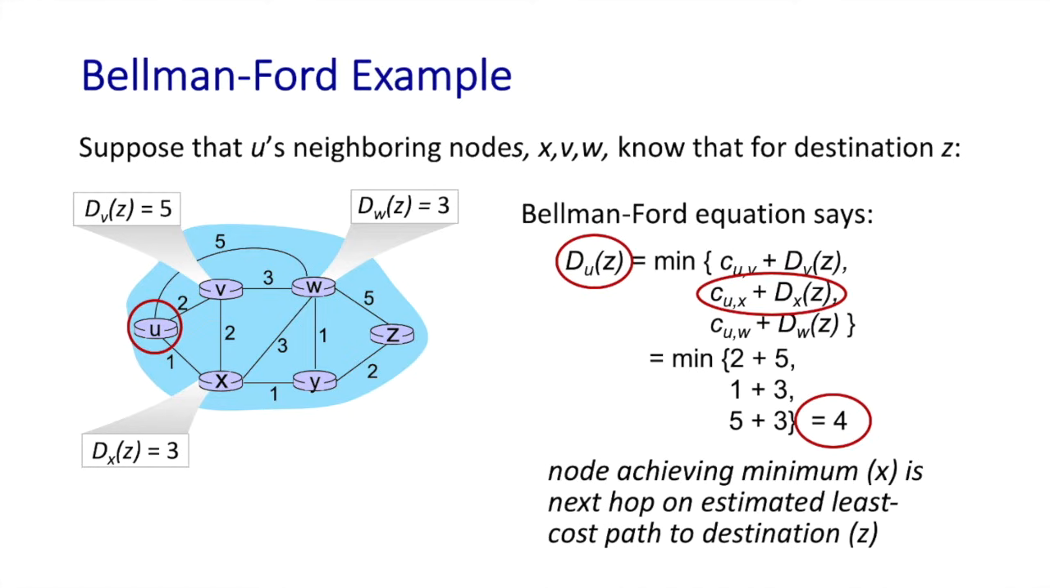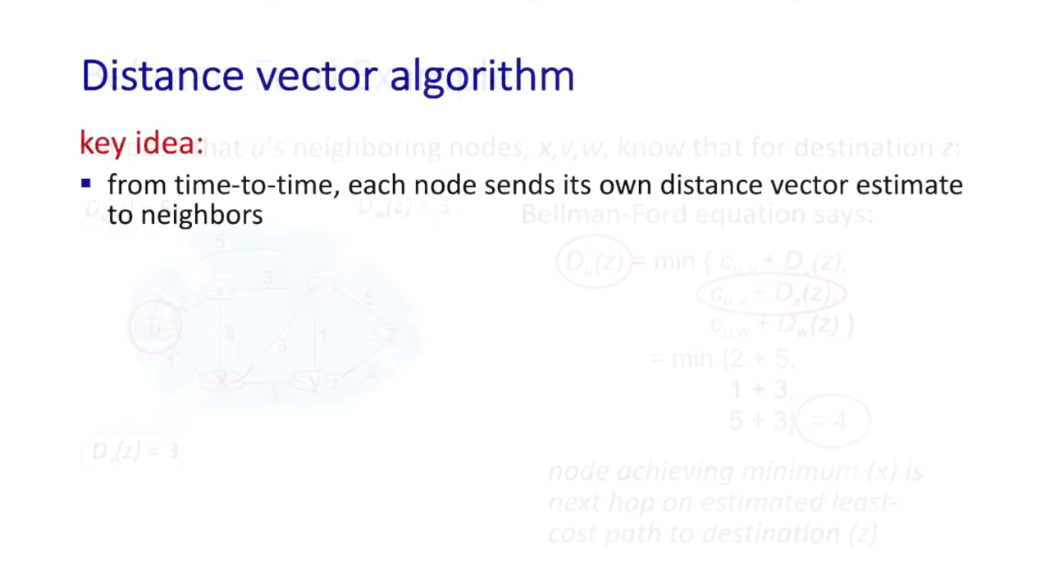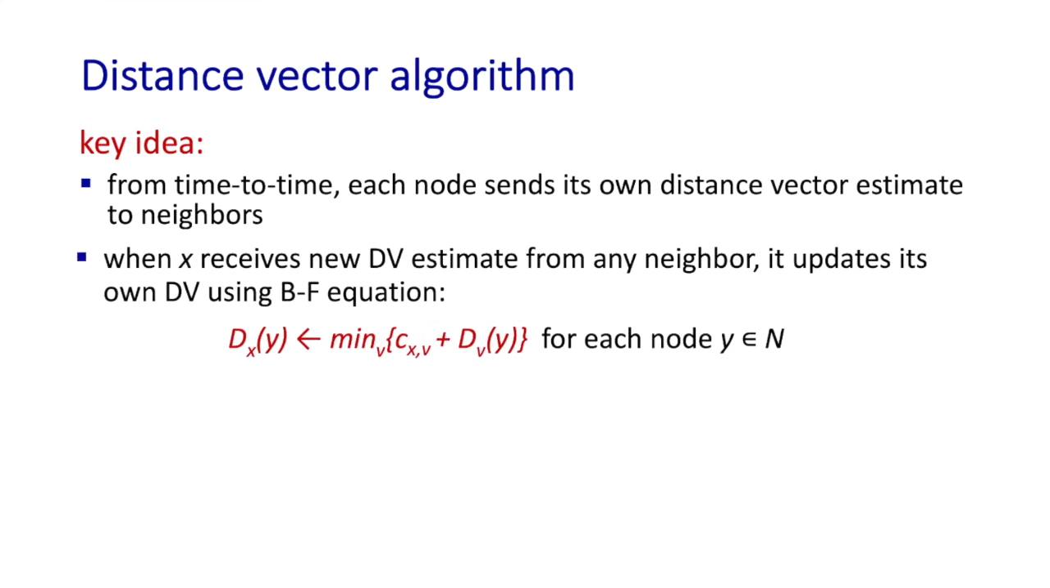Well, the Bellman-Ford equation expresses a relationship among the distance vectors in neighboring nodes. But of course, we still need to compute these distance vectors. But the way to do that is naturally expressed by the form of the relationship between distance vectors in neighboring nodes. Function, how we compute these distance vectors, is going to follow form. And here are the key ideas behind the distance vector algorithm. From time to time, each node is going to send its own distance vector estimate to its neighbors. And when a node X receives a new distance vector estimate from one of its neighbors, it's going to update its own distance vector using the Bellman-Ford equation. That is, node X is going to say, for each node Y in the network, I'm going to compute my distance from X to Y to be the minimum across all of my neighbors V of the cost of getting from me to V, and then V's cost of getting from itself to Y.